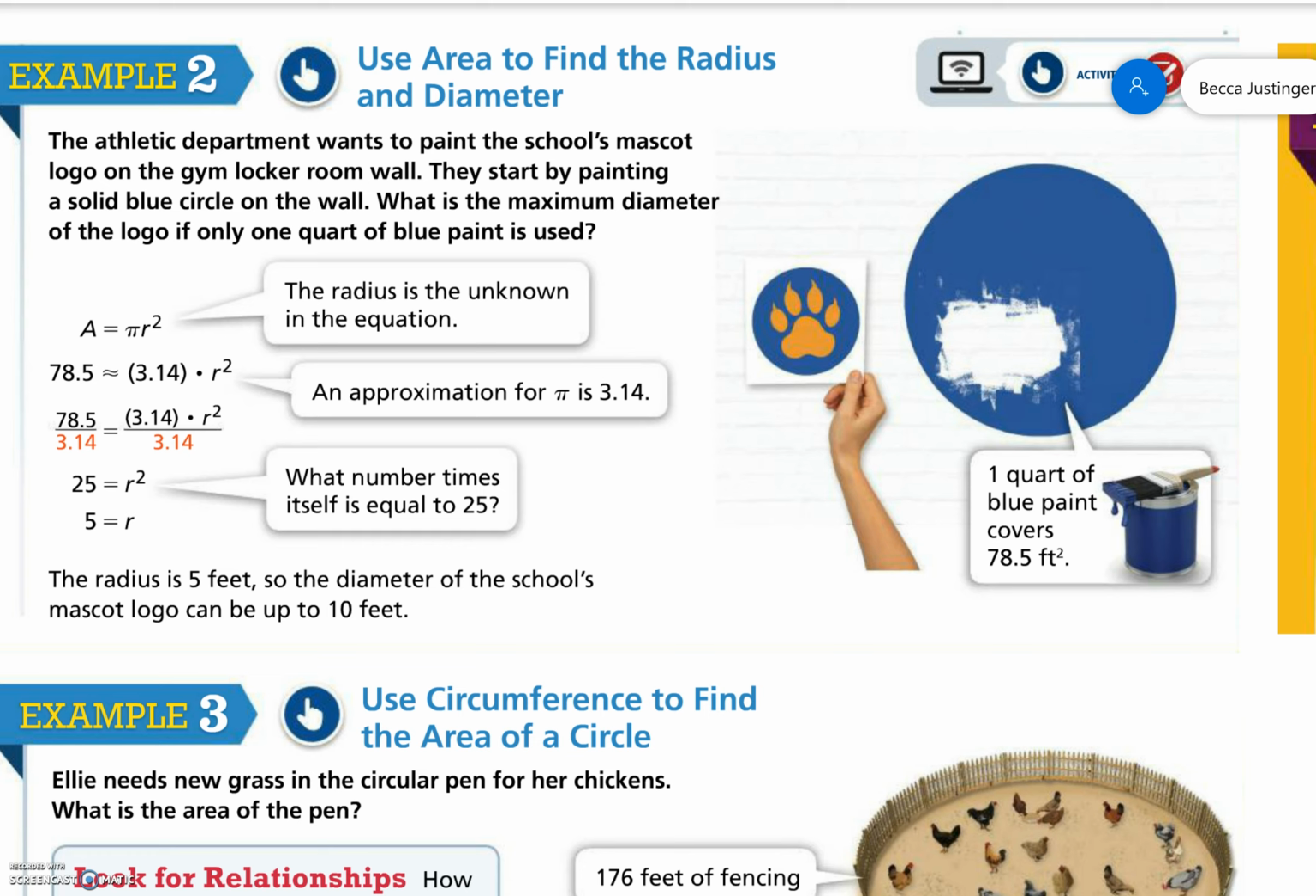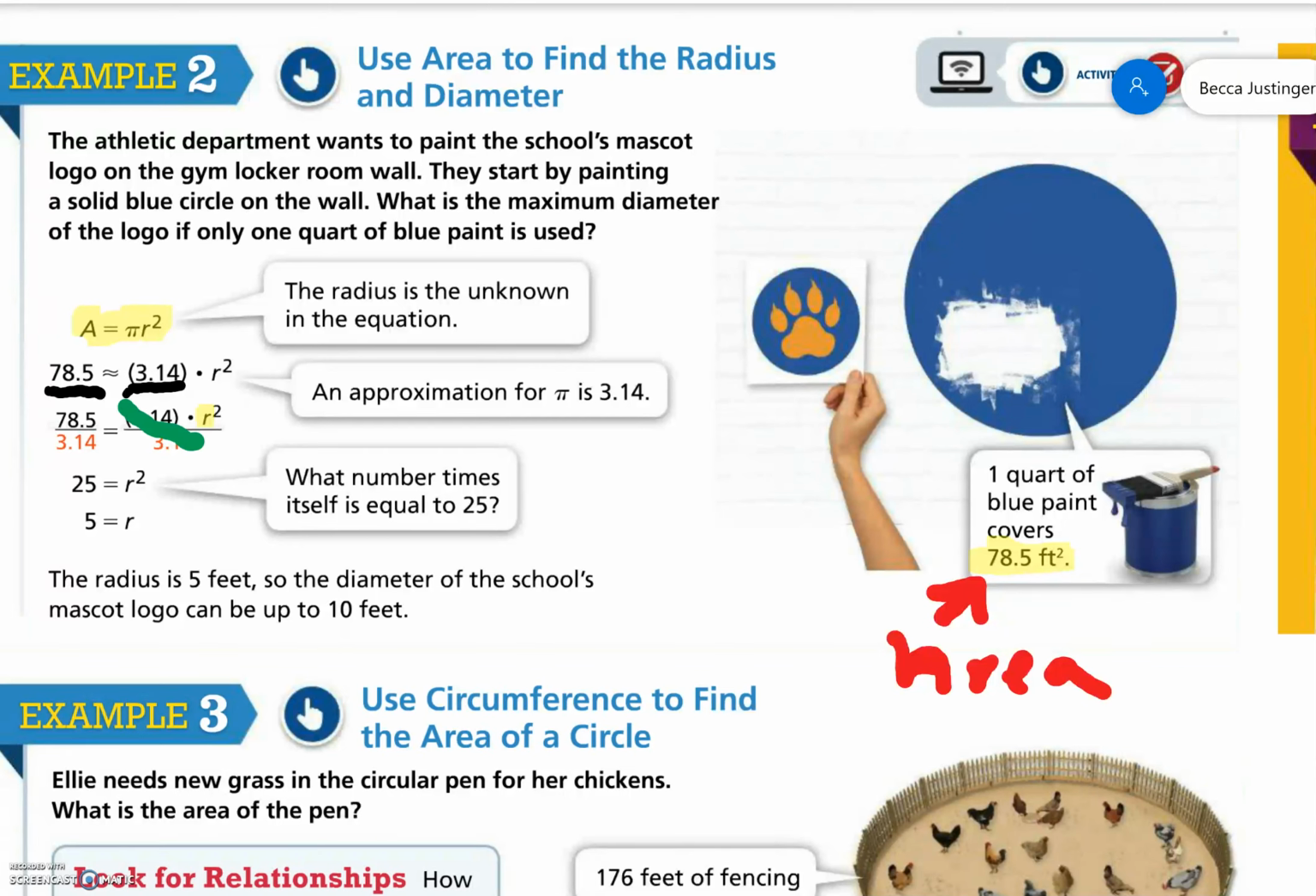So 1 quart of blue paint covers 78.5 feet squared. That is our area. So we're going to write our formula, area equals pi r squared, and plug in what we know. We know that the area is 78.5. We're going to use 3.14 for pi, and we don't know what r is. Then we want to solve for r, so we need to get rid of the squared, and we need to get rid of the 3.14. The squared is touching it, so we're going to divide by 3.14 on both sides.